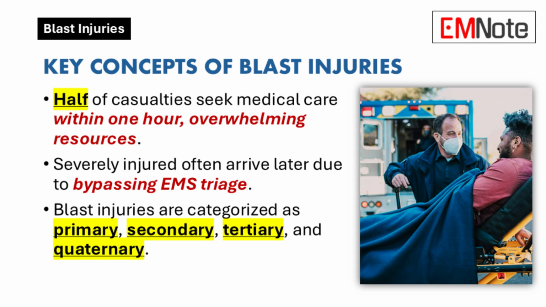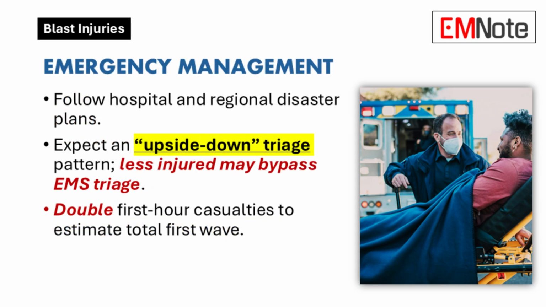And here's another thing to consider. It's possible for the triage process to be upside down. Upside down. What do you mean by that? Typically, in a mass casualty situation, the most severely injured patients arrive first. However, with blast injuries, the most severely injured individuals often arrive later. This is because those with less severe injuries can self-transport to the hospital. That's a good point. Makes sense that people who can walk would get to the hospital faster.